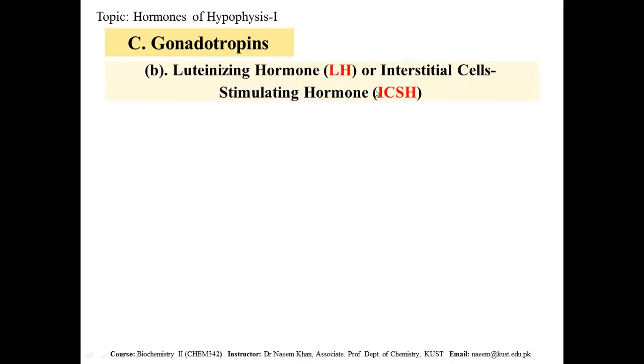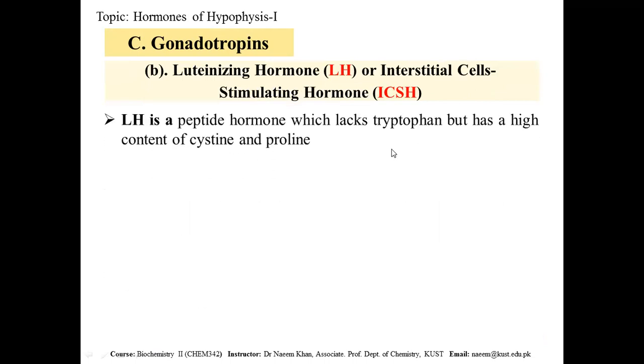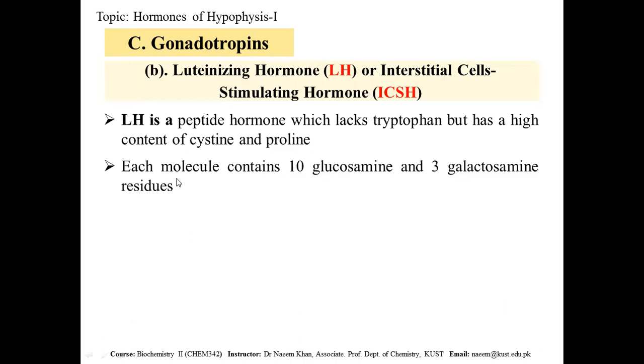Next one is the luteinizing hormone or interstitial stimulating hormone. This is actually a peptide hormone which lacks tryptophan but has a high concentration of cysteine and proline. This is a uniqueness in its structure that it has no tryptophan. We have 20 amino acids in protein, but this hormone is not having tryptophan but containing comparatively more cysteine and proline. Each molecule of it is containing 10 glucosamine and 3 galactosamine residues.